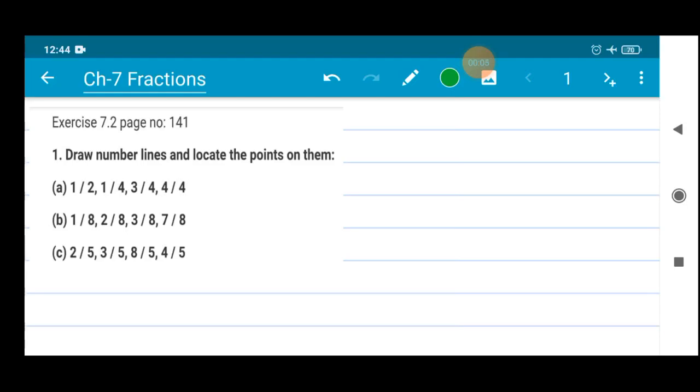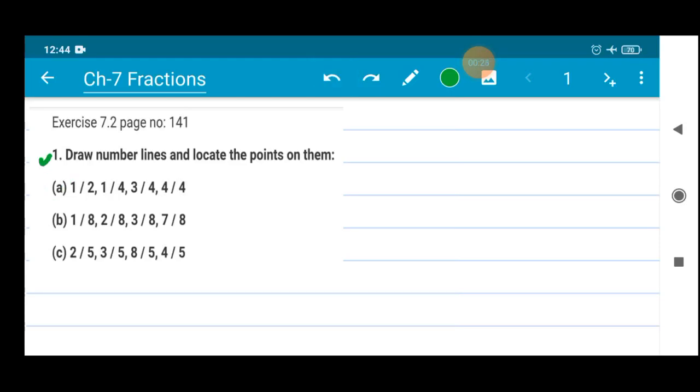So in today's session we are going to start with exercise 7.2 with question number 1. Question number 1 states: draw number lines and locate the points on them. So you have to draw these fractions on a number line. You have to represent these fractions on a number line and locate the points.